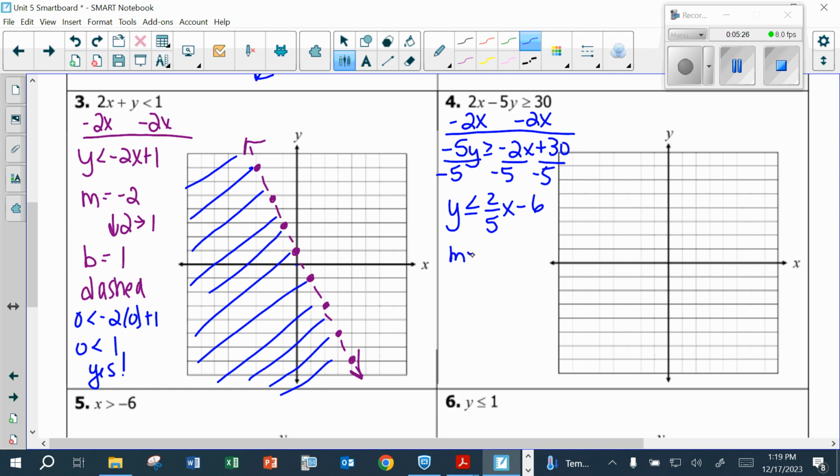So our slope is 2/5. It's positive, so I'm going to go up 2 and then right 5. B is negative 6. We're a solid boundary line because it's less than or equal to. And we're going to shade below because it's less than. I feel like we've done a lot of belows. So our first point's down here at negative 6. I'm going to go up 2 and right 5. Up 2 and right 5. Solid line. Oh, I can go back 5 and down 2 also.